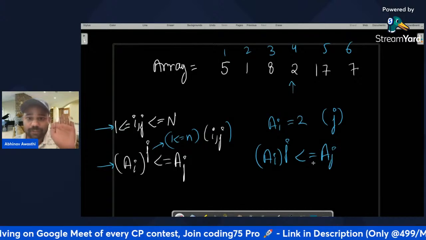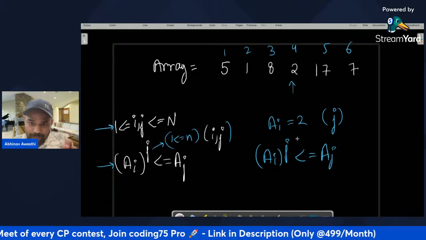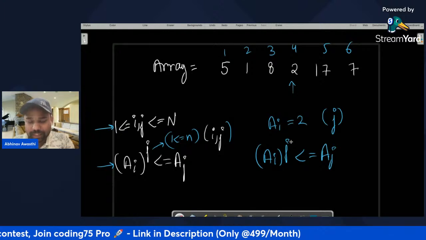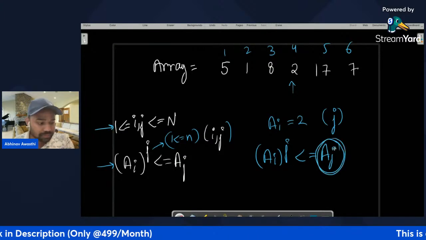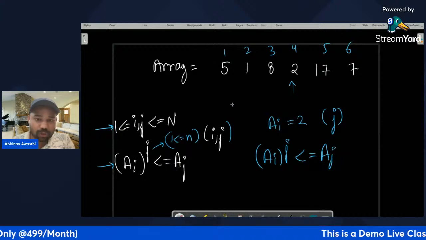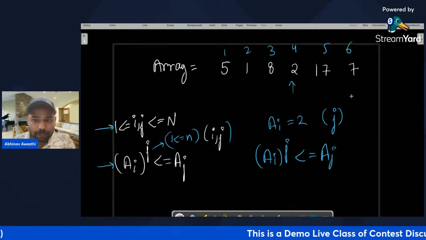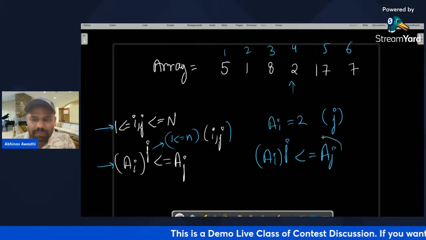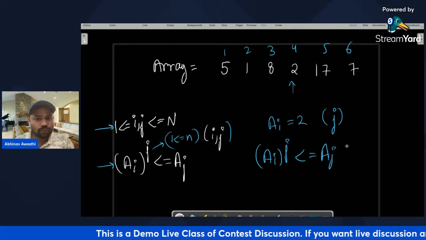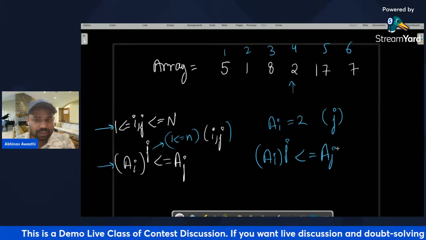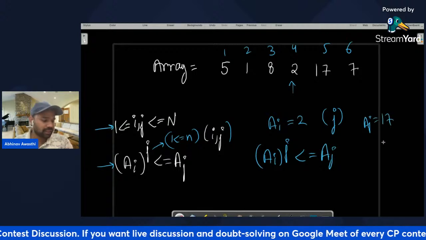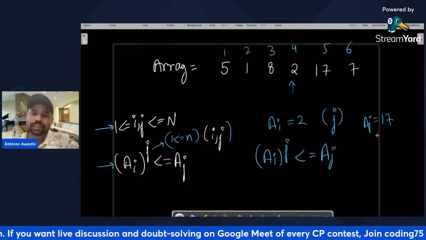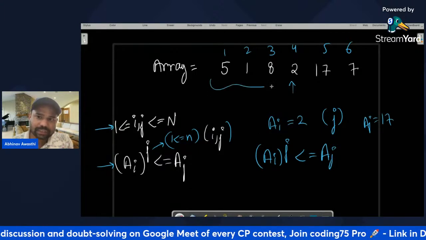Now see very carefully. When I say the value of a_i to the power j should be less than or equal to a_j, and a_j is an element of this array only, what is the maximum possible value of a_j? a_j can be at most 17. It cannot be more than 17 because the maximum element of this array is 17 only.